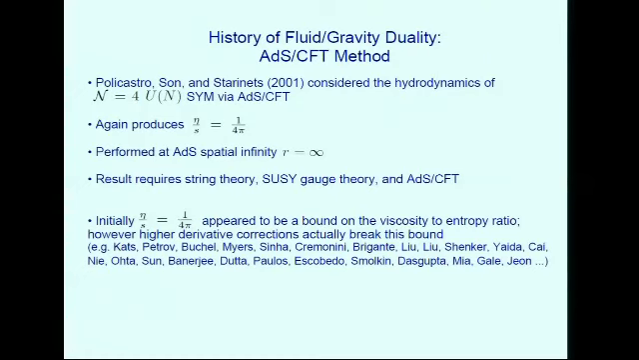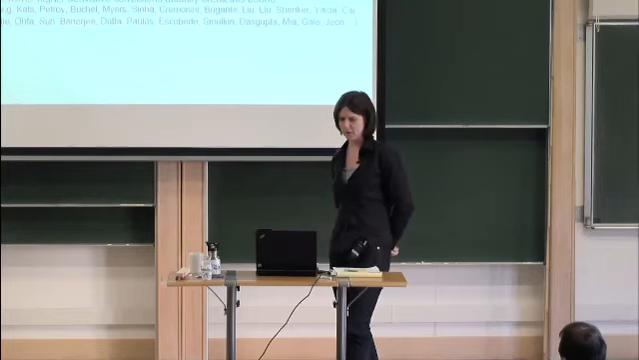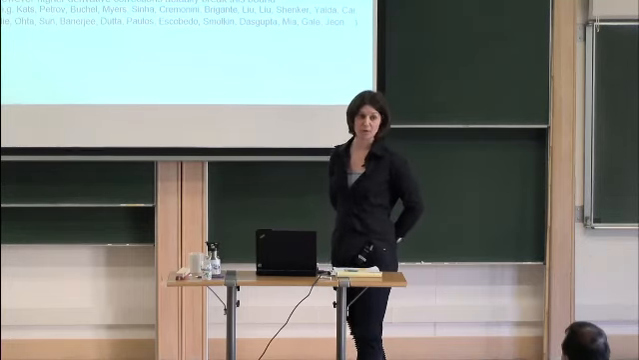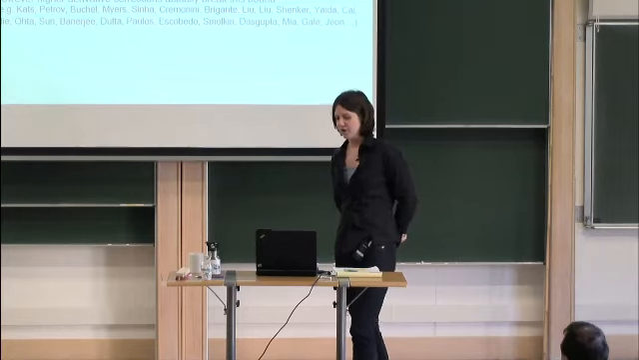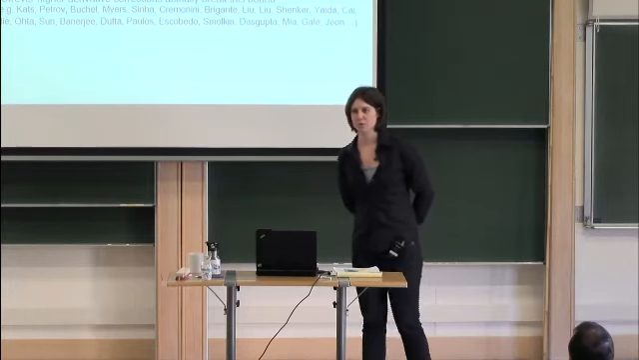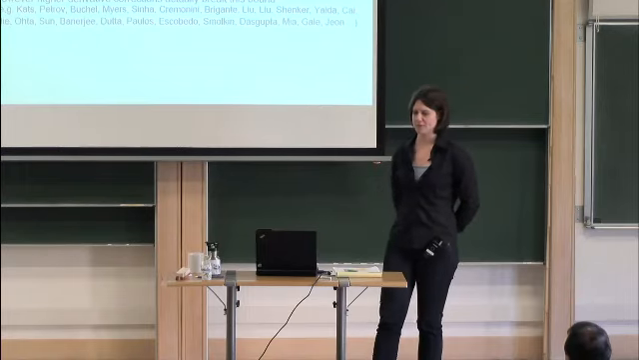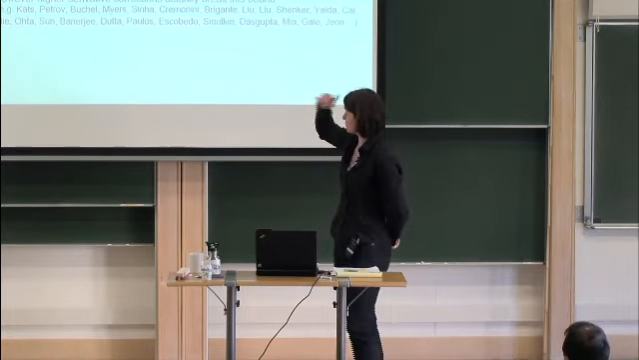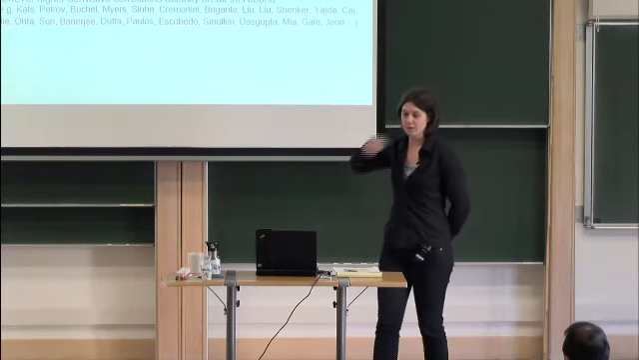To get this result, you need a lot of ingredients. You need string theory, you want to consider supersymmetric gauge theory, and of course, you're using AdS/CFT. I just want to make a bit of a side comment here. Eta over s equals 1 over 4 pi seems to be a bound on the viscosity to entropy ratio. However, it's possible that you can add higher derivative corrections that break this bound. Whether you can do so by more than a small amount is, at least to me, unclear. But I just want to mention that this eta over s equals 1 over 4 pi will show up for us as well.